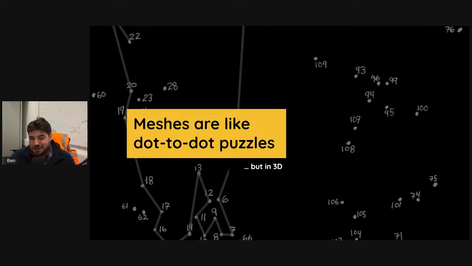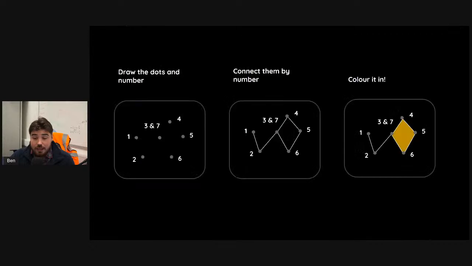Obviously that's a bit of an oversimplification. However, at the core of it, that's how meshes work. We have dots, we have connections between those dots, and then we take that and we throw it at the graphics card, and the graphics card shows a 3D object, basically. You can imagine how 3D meshes are represented by a computer like this. They're just dot-to-dot puzzles in 3D.